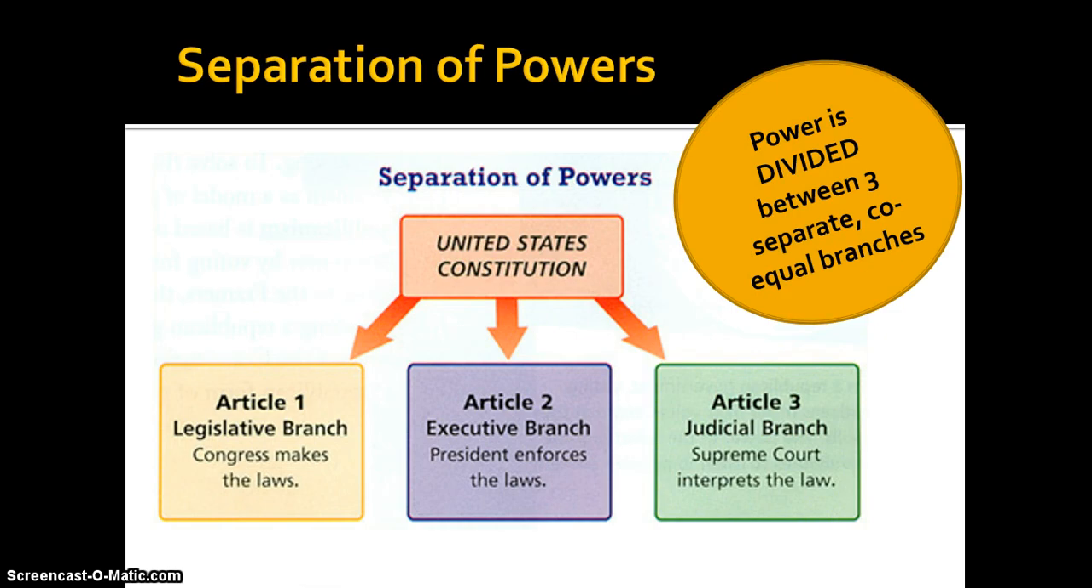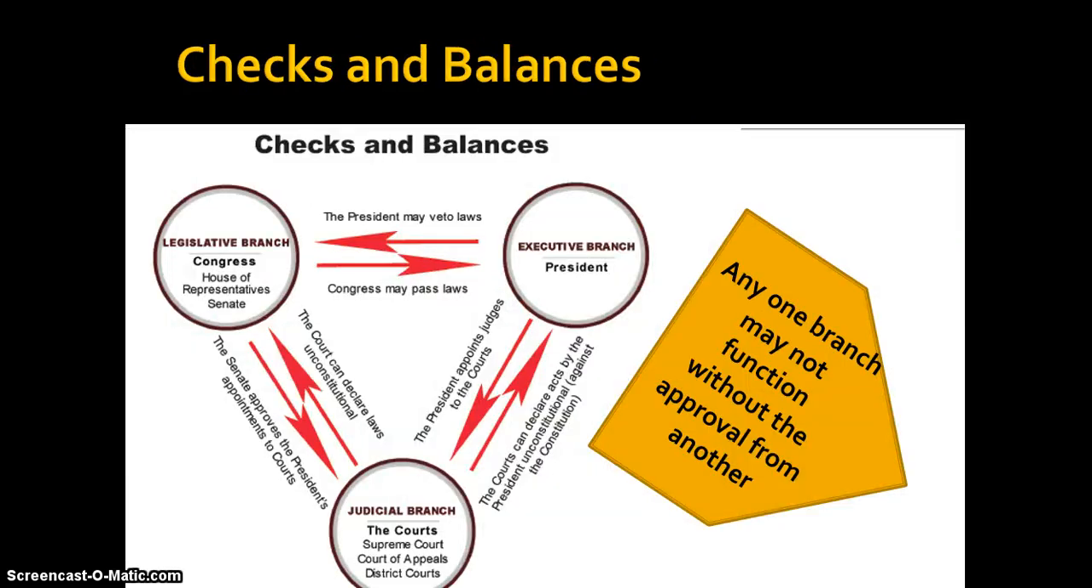Separation of powers was important, and that is that the colonists were afraid of giving one executive branch all of the power, and so they spread the power out over 3 branches of government. That would be legislative, executive, and judicial. They are separate, they have separate powers, but they are all co-equal, that one is not more important than the other.